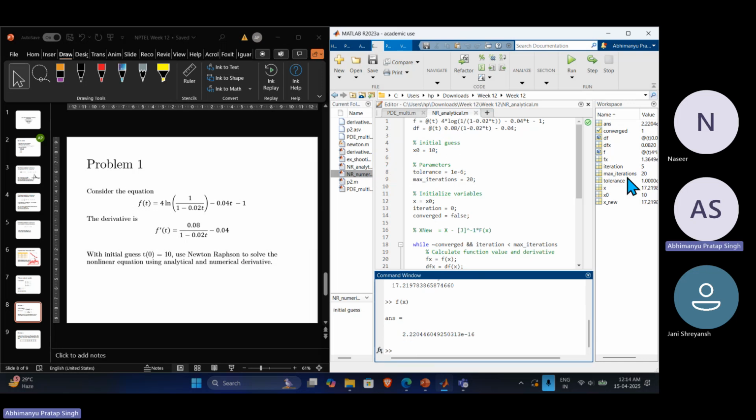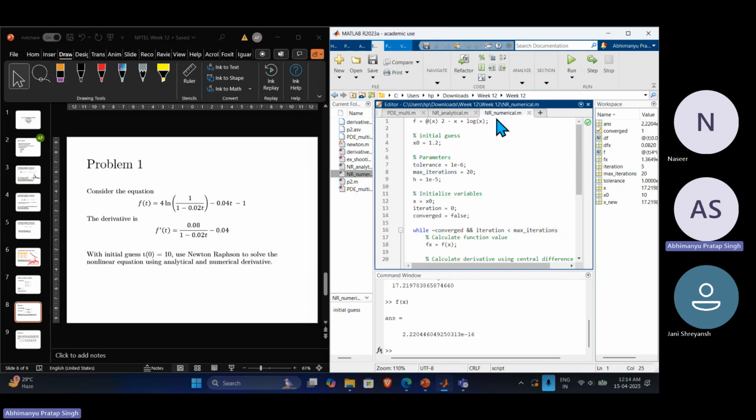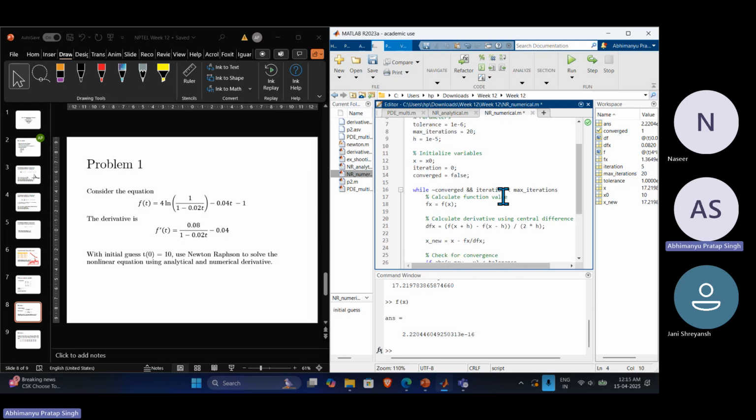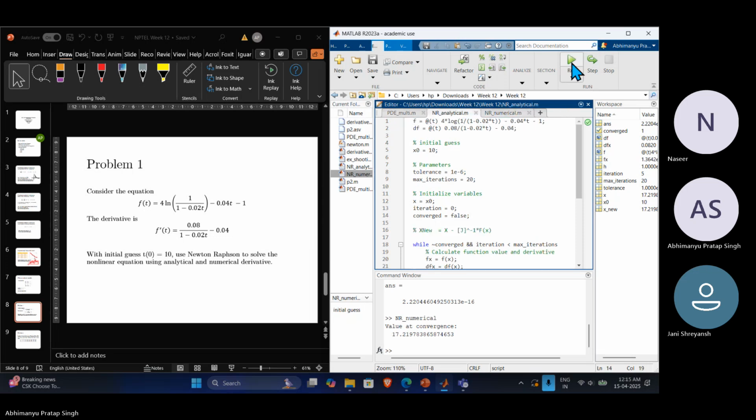Now let us do the same thing using numerical derivative. I will just change this line because we are calculating the derivative numerically using this function handle itself. So we don't need to create another function. Yeah. So let us do this. So this one, okay, let me share the screen.